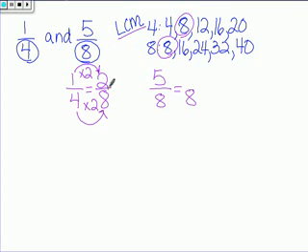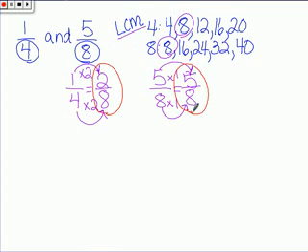Well, I see over here, 5/8 is already in 8s. So I either can just leave it as 5/8, or I can go through the whole process of 8 times 1 is 8, and 5 times 1 is 5, and 5/8 doesn't change because it's already in 8s. So my two fractions are 2/8 and 5/8.